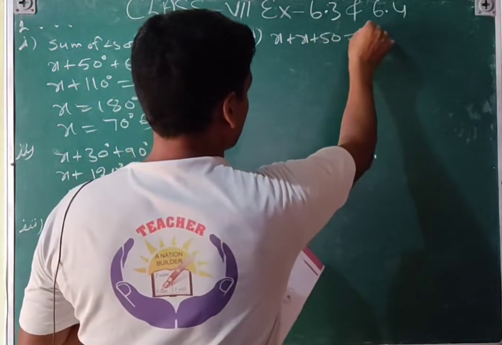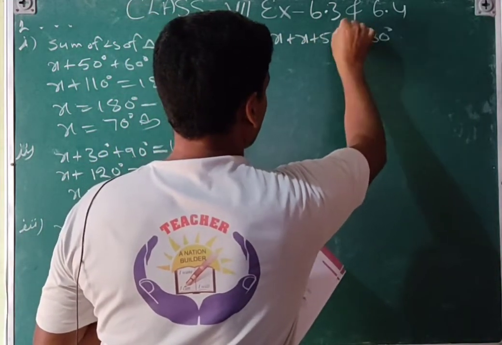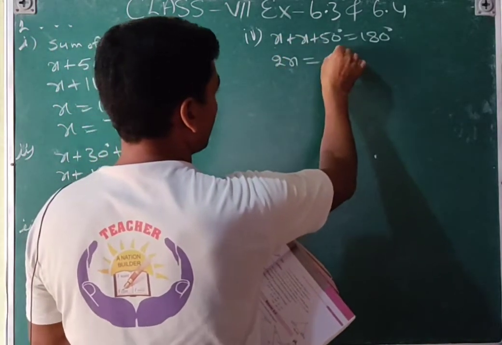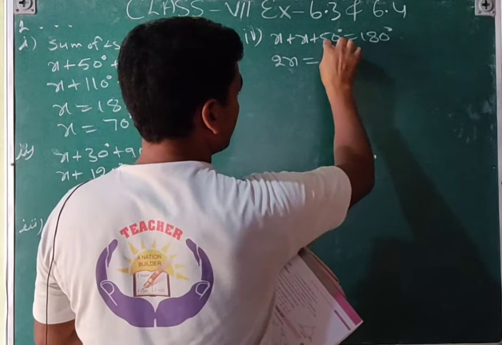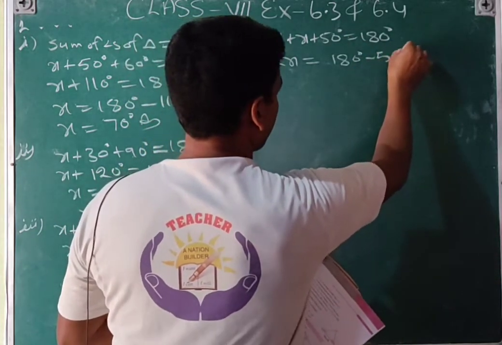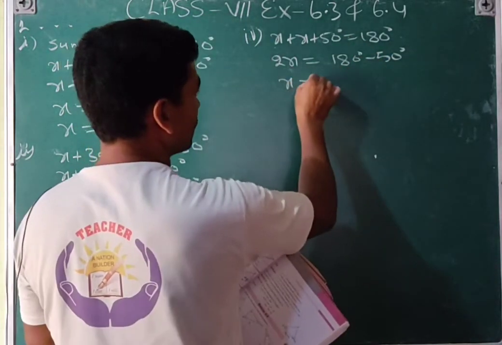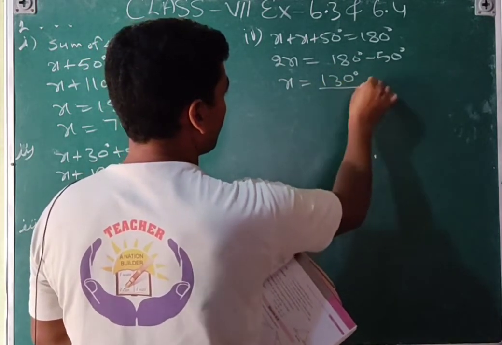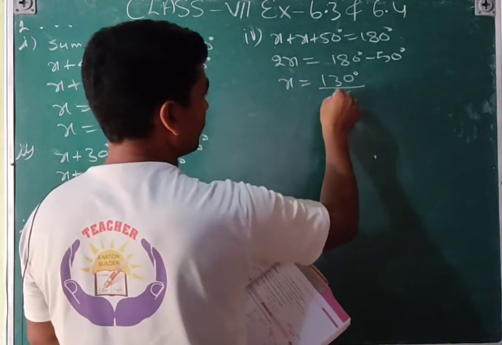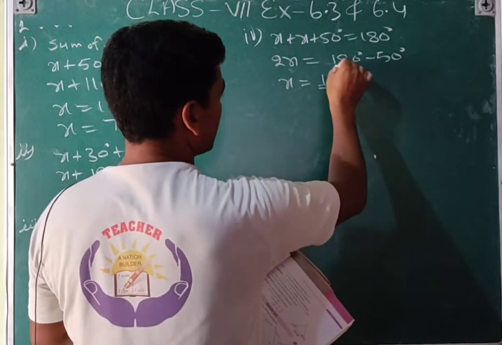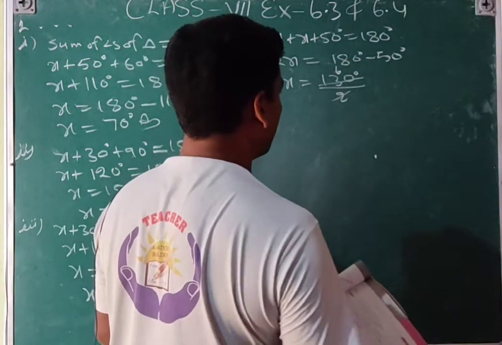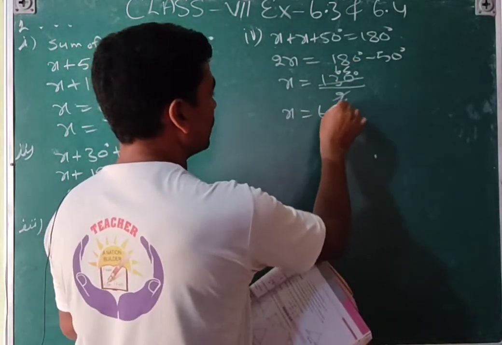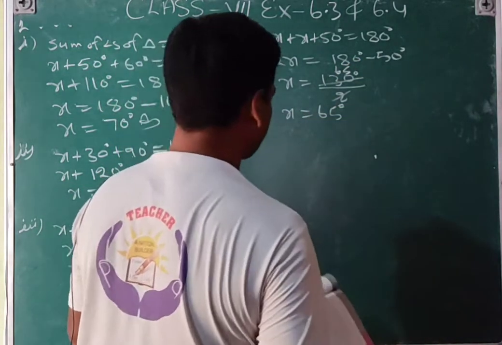And then the fourth part also, because here there is some variation: x plus x plus 50 degrees is equal to 180 degrees. So x plus x, 2x, is equal to 180 degrees; the 50 will go to that side, so that will be minus 50. So x is equal to, by subtraction, 130 degrees upon 2, this will become a division: 2 sixes are 12 and then 2 fives are 10. So x is equal to 65 degrees.